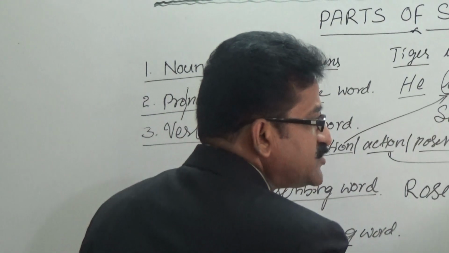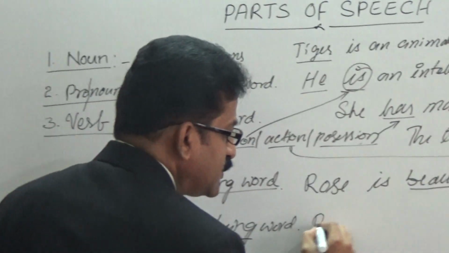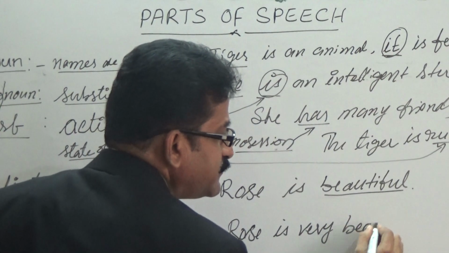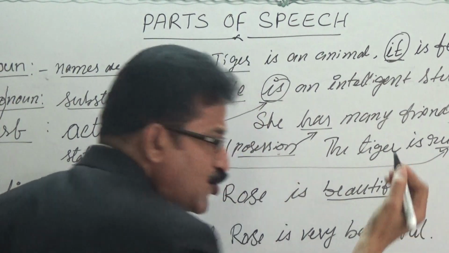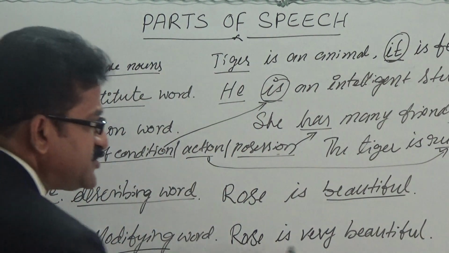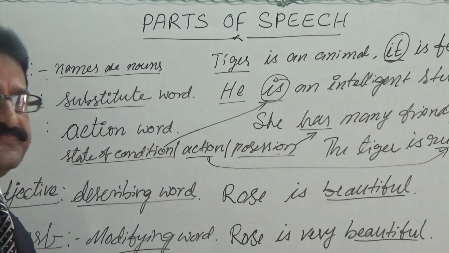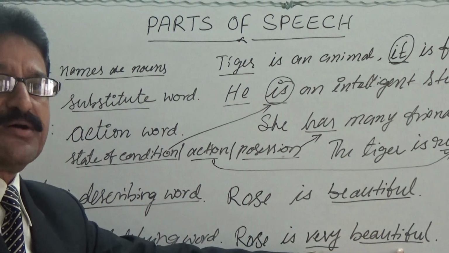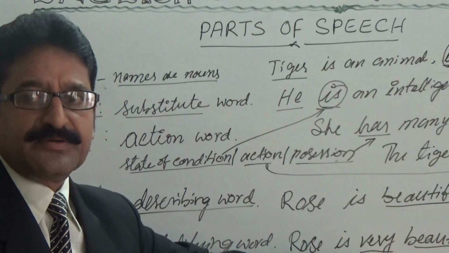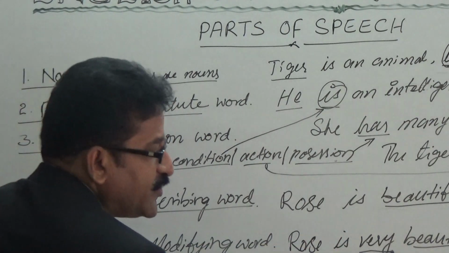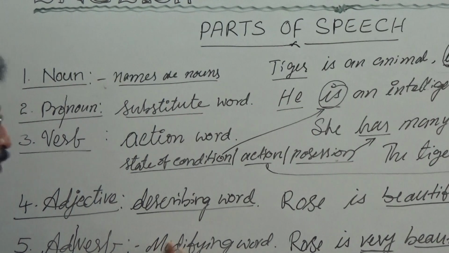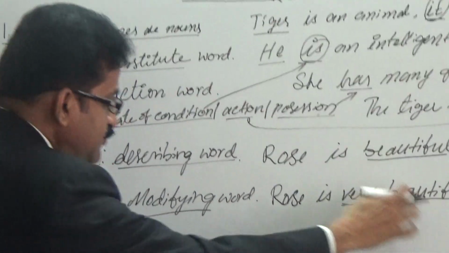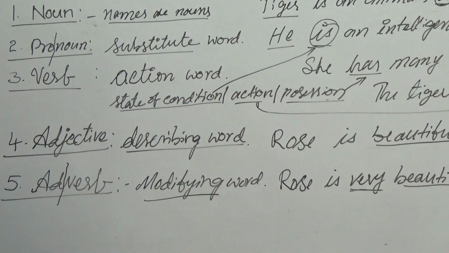For example, we said Rose is beautiful. Now see here, Rose is very beautiful. How beautiful? Very beautiful. Beautiful is the adjective, and we are using "very beautiful". It adds something to the meaning of an adjective. So that is why "very" is called an adverb, modifying the meaning of an adjective. The modifying word is an adverb.